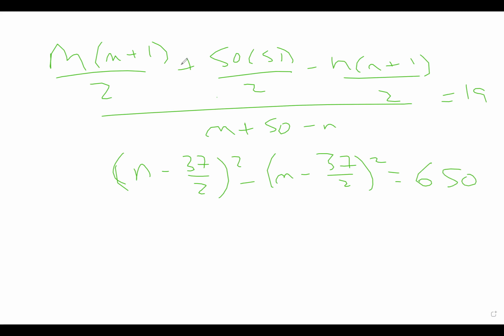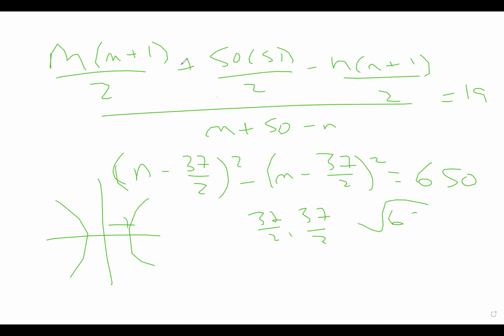Now, by looking at this, you might not know what type of graph this would have if we treated N as X and M as Y. It actually creates what's called a hyperbola. It creates a shape that looks like this. If you haven't studied conic sections, you're probably not going to have any idea what that would look like. But that's actually a hyperbola, the center being 37 over 2, comma 37 over 2, and the distance from the center being the square root of 650.